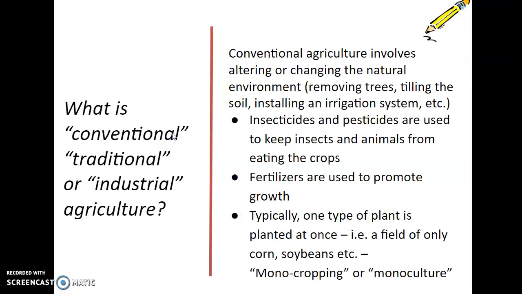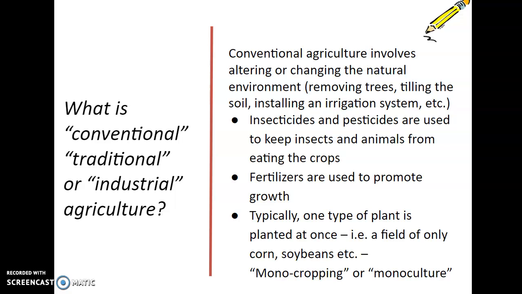So there are two types of agriculture we're going to learn about today. Conventional, which can also be called traditional or industrial agriculture, and the other type is sustainable. So we're going to be talking about conventional. Conventional agriculture involves altering or changing the natural environment. This means we're removing trees, we're tilling the soil, we're putting in irrigation systems and whatnot.